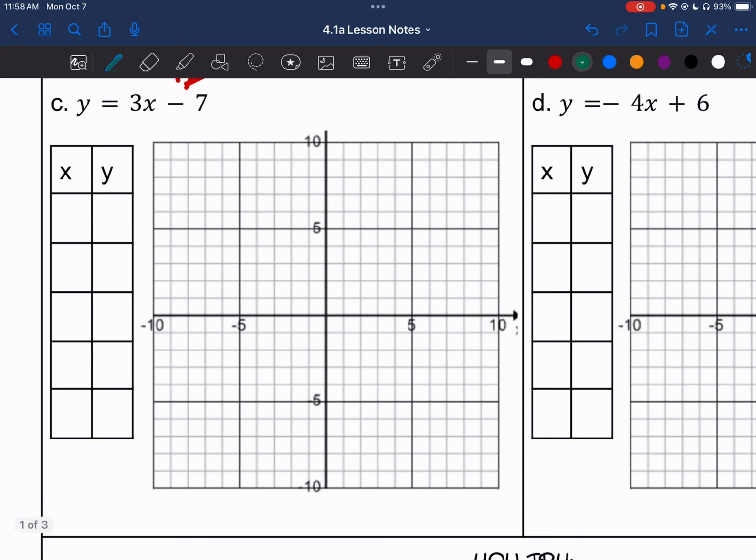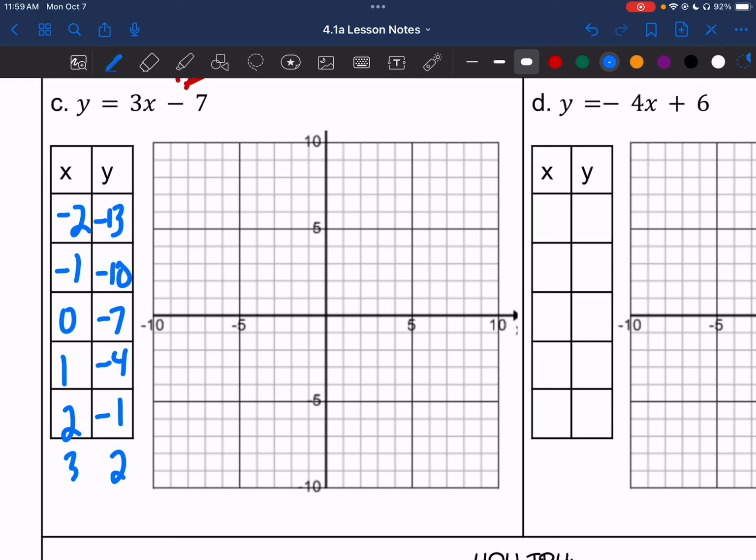All right, letter C. y is equal to 3x minus 7. So I'm going to start with my same values, -2, -1, 0, 1, and 2. -2 times 3 is -6, minus 7 is -13. -1 times 3 is -3, minus 7 is -10. 0 times 3 is 0, minus 7 is -7. 1 times 3 is 3, minus 7 is -4. 2 times 3 is 6, minus 7 is -1. And since that first point is going to lie outside of my grid, I'm going to go one more point. I'm going to say 3. 3 times 3 is 9, minus 7 is 2.